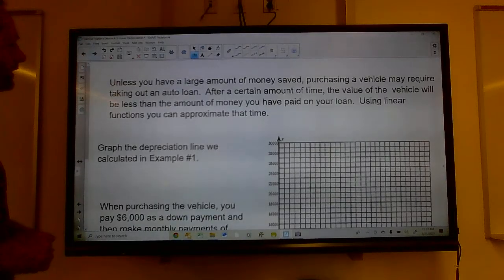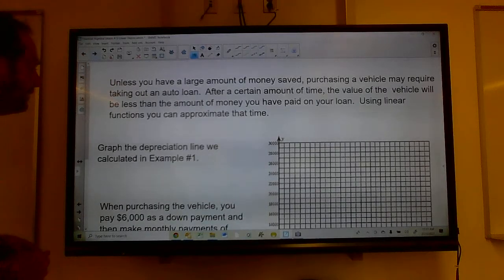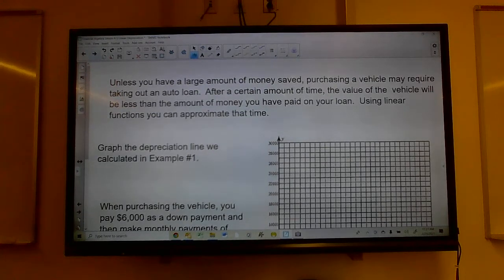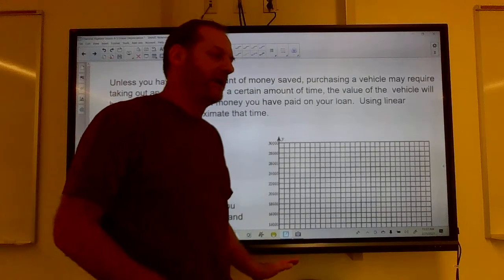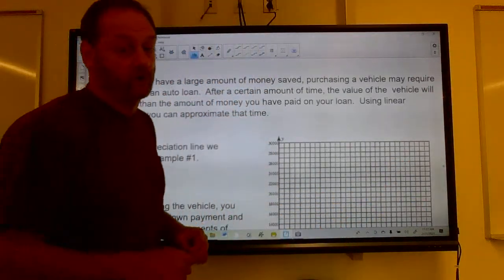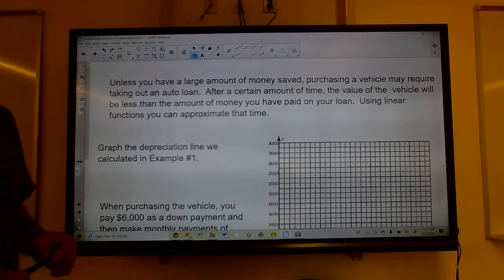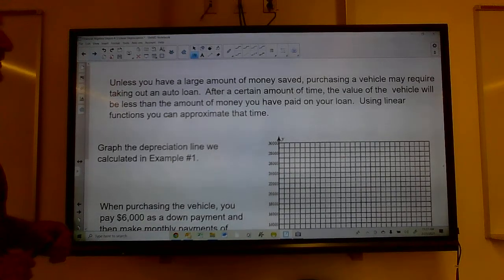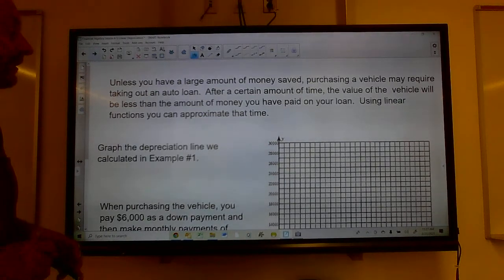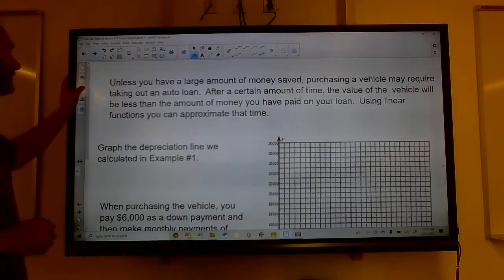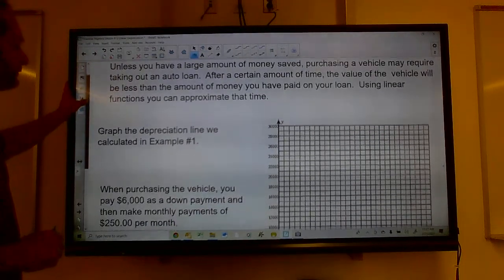Okay. Unless you have a large amount of money saved, purchasing a vehicle may require taking out an auto loan. So after a certain amount of time, the value of the vehicle is less than the amount of money you have paid on your loan. Okay, so here's the thing. The value of the car is going to go down. The amount of money you pay on the car is going to go up. Somewhere those two lines are going to cross each other. That's when the value of the car is worth the same as what you still owe on the car, or what you paid on the car. So a lot of people will sell a car when it reaches that point.